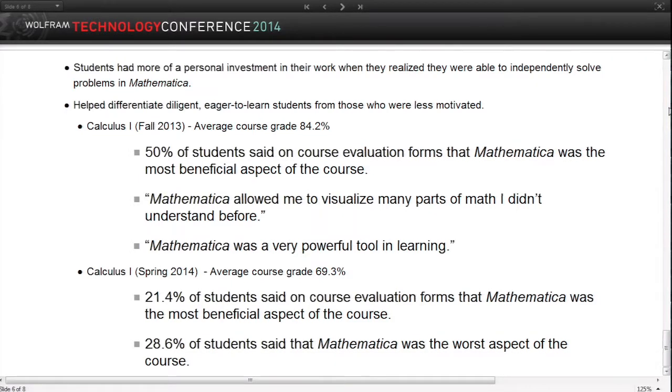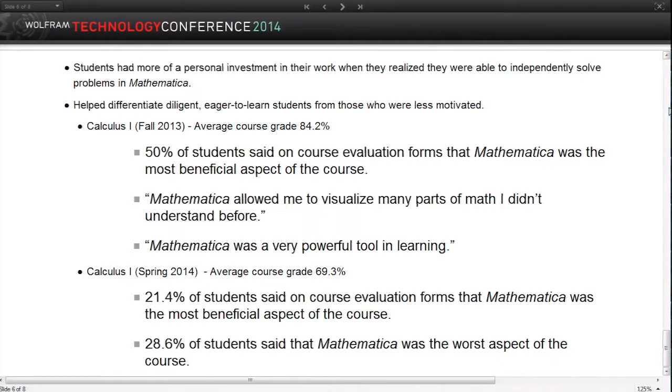From the fall, the students who worked hard, 50% of the students on their course evaluations, when they were asked what was the most beneficial aspect of the course, listed Mathematica in these assignments that we did. And some of the quotes you can see right there. Mathematica allowed me to visualize many parts of math I didn't understand before. So for these hardworking students, 50% of them listed Mathematica as the most beneficial aspect. Compare this to the spring. 21.4% said that Mathematica was beneficial, but 28.6% of the students said that Mathematica was the one aspect of the course that they would change.